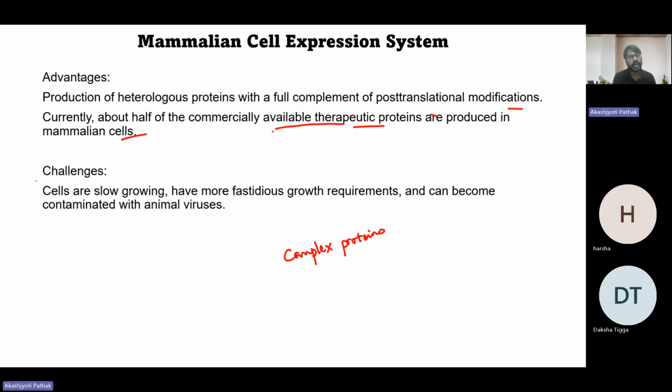The challenge of mammalian cell culture is that the cells are very difficult to maintain, and there is a lot of problem of contamination. Maintaining mammalian cells is tricky, and you need to be very careful when handling them, because they easily get contaminated with animal viruses.